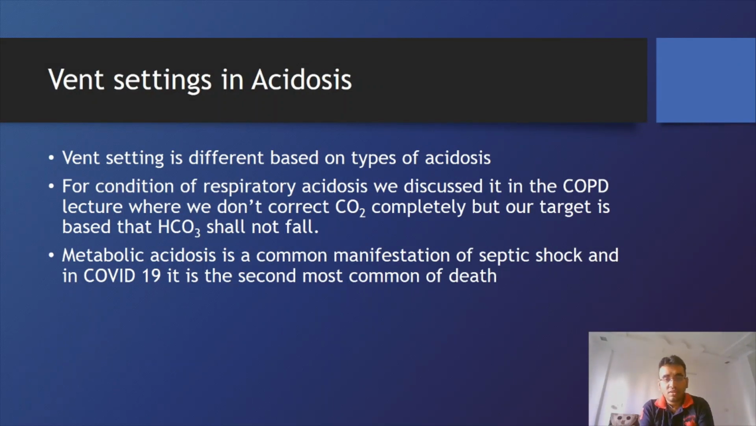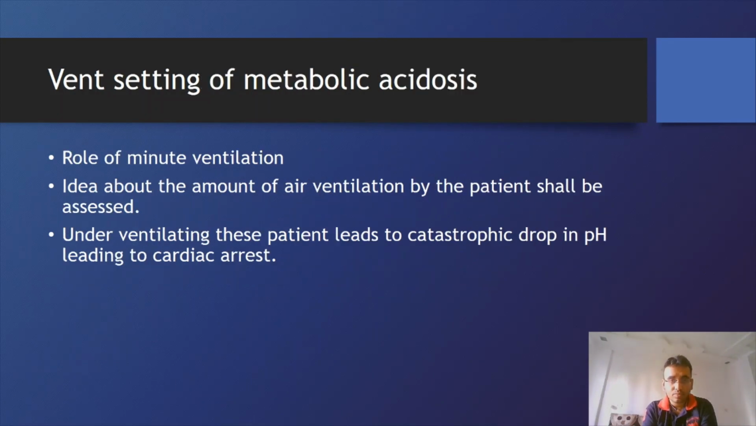So now we have discussed the various vent settings based on acidosis. We talked about the respiratory acidosis. We talked about the compensations in those patients and how we do it. We also talked about the metabolic acidosis. And again, metabolic acidosis is also a common manifestation during a septic shock. And in COVID-19 as well, these patients are going into septic shock and they are also having metabolic acidosis. So you need to be very careful in these conditions.